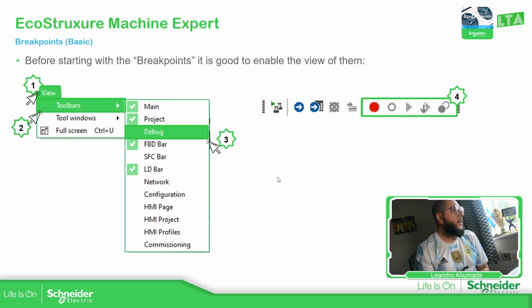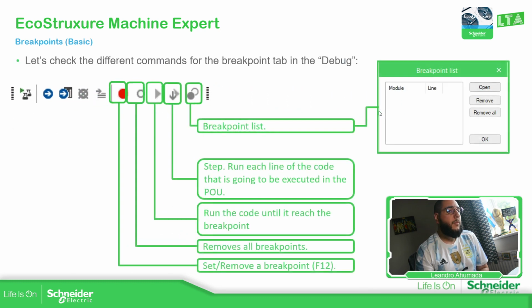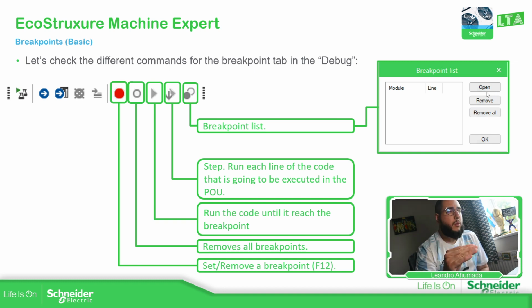Now, in order to use the breakpoint, we need to activate the window. By default, it's always activated, which is the debug. And these are the commands that we can use on the breakpoints. This breakpoint list basically shows us all the breakpoints that we have used. Here you can open and go to the breakpoint that you want, remove, and remove all.